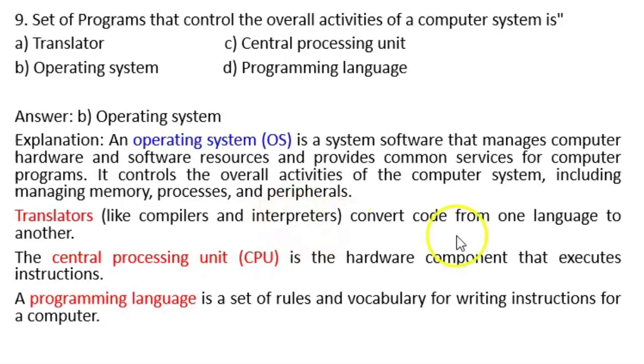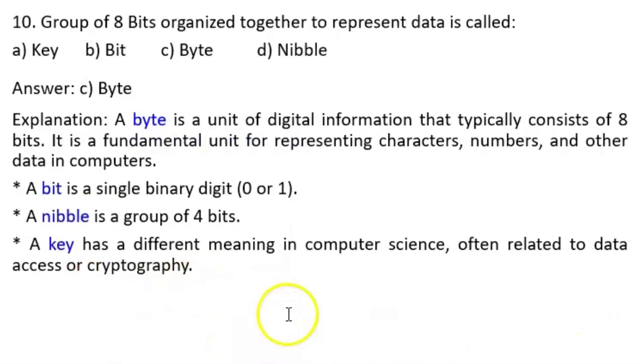Translators are compilers and interpreters that convert code from one language to another. The central processing unit, CPU, is the hardware component that executes instructions. A programming language is a set of rules and vocabulary for writing instructions for a computer.